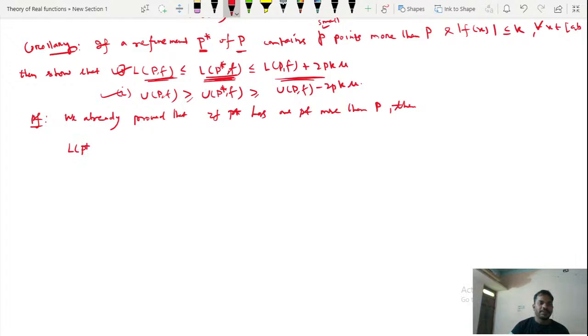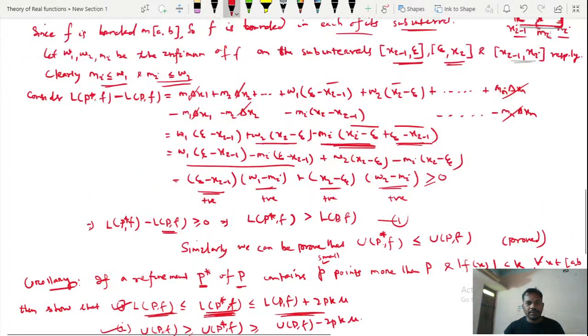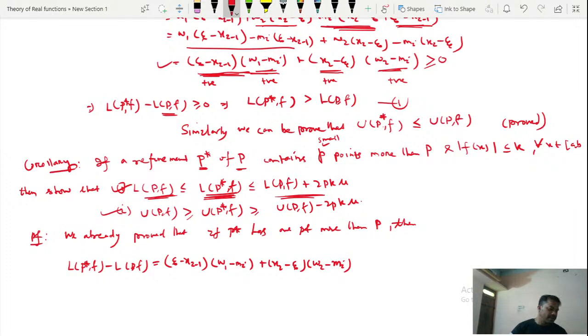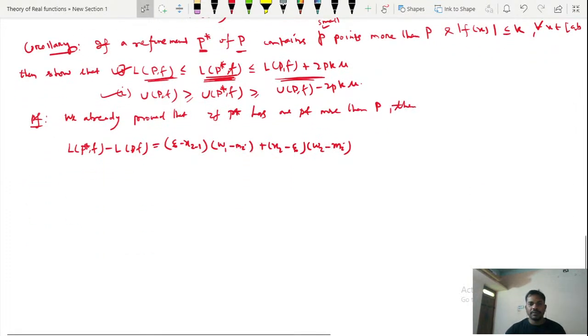then L P star F minus L P F is equal to (j minus x i minus 1) whole into (w1 minus m i) plus (x i minus j) whole into (w2 minus m i). So this is L P star F minus L P F.